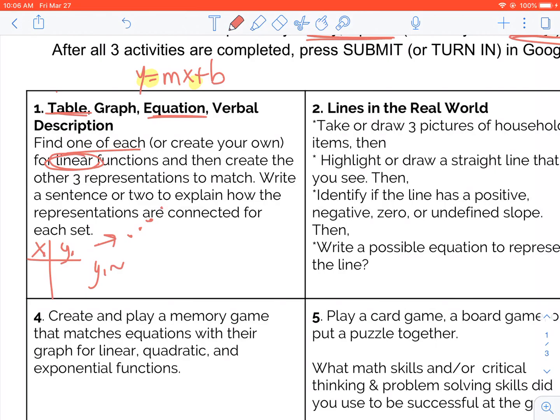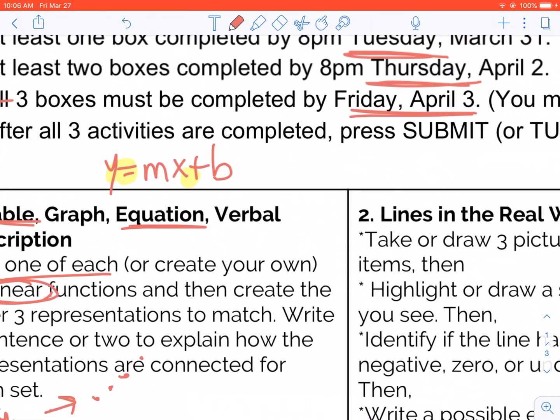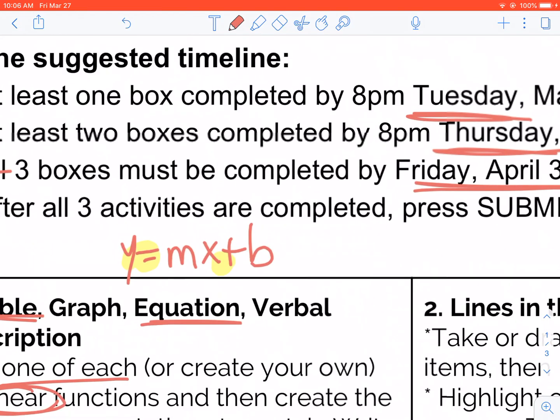And then it says to do a verbal description. This is where you would make up a word problem, and something that might help you with that is remember that b is like your beginning number. This is your y-intercept. So in the situation that you come up with, whatever you're talking about, items or cost of things, this is your beginning number of items or beginning cost of things or something to that effect. And then your m is going to be your slope.